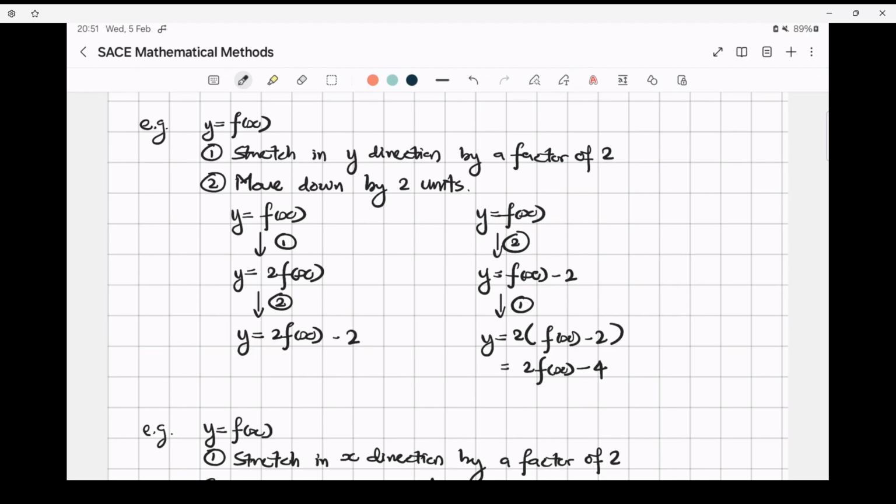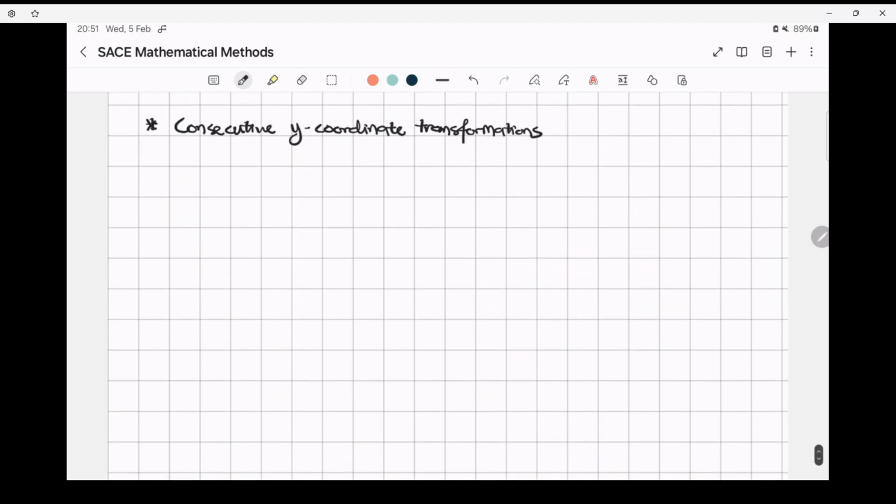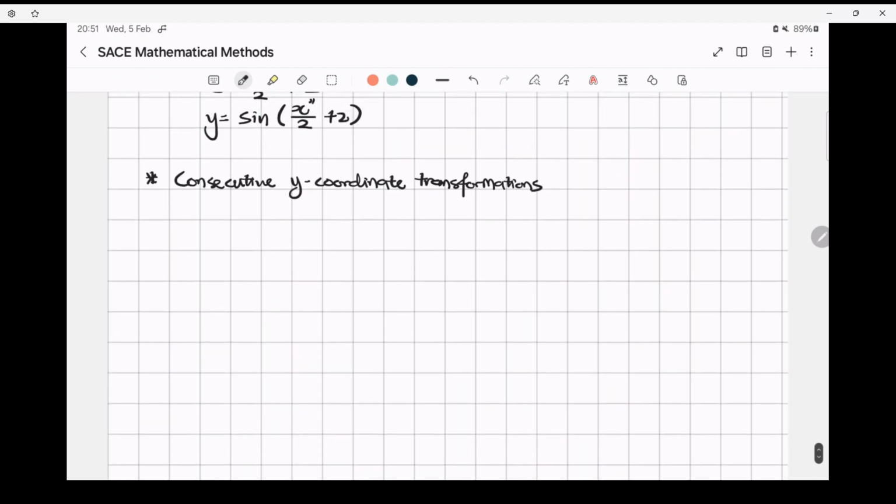So you look at the first one. If you perform the stretch or compress first and then you do the translation, you find that the factors are the same, which is 2 and 2. So for consecutive y coordinate transformation, what I would recommend you to do is to always do the stretch or compression and then only you do the translation.